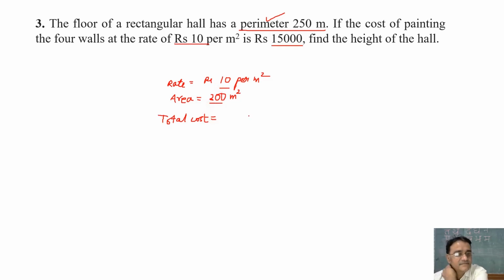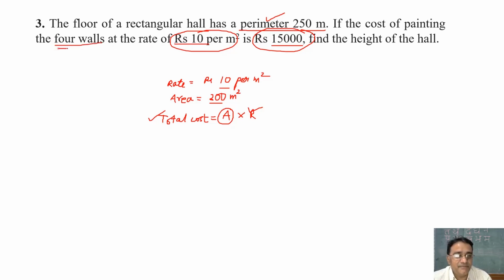Okay na? Correct hai na? Yes, sir. A into R in short. Okay, area into rate. Now suppose total cost is given and rate is given. How will you find area? Total cost divided by rate. Very good. So here also, see, this is the total cost and this is the rate. If you divide, you will get area of 4 walls.